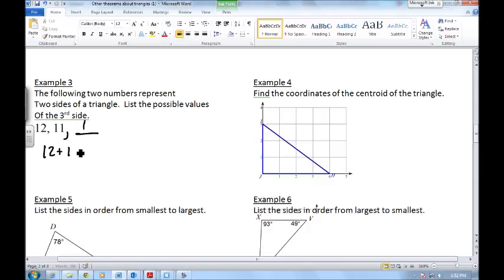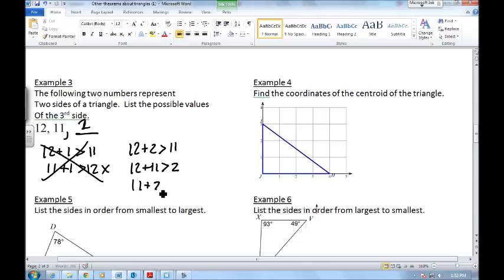12 plus 1, is that going to be greater than 11? Is 12 plus 1 greater than 11? Okay, what about 11 plus 1? Is that going to be greater than 12? Oh, shoot. So 1's too small. Let's try the next one, 2. Is 12 plus 2 going to be greater than 11? Yes. Is 12 plus 11 going to be greater than 2?